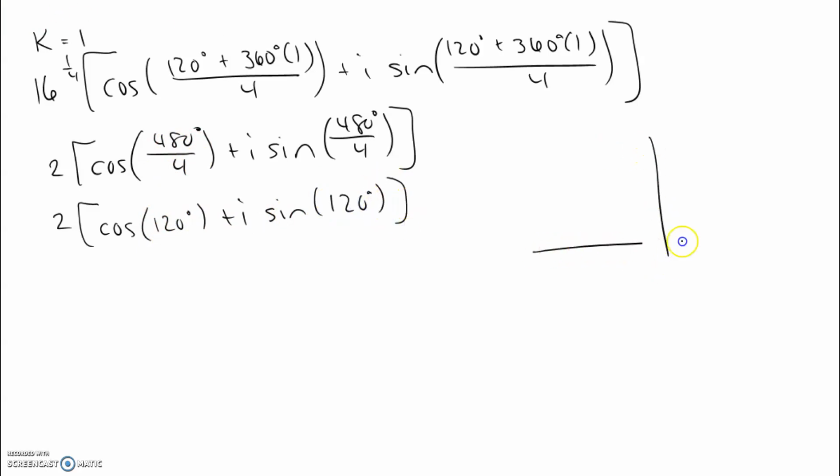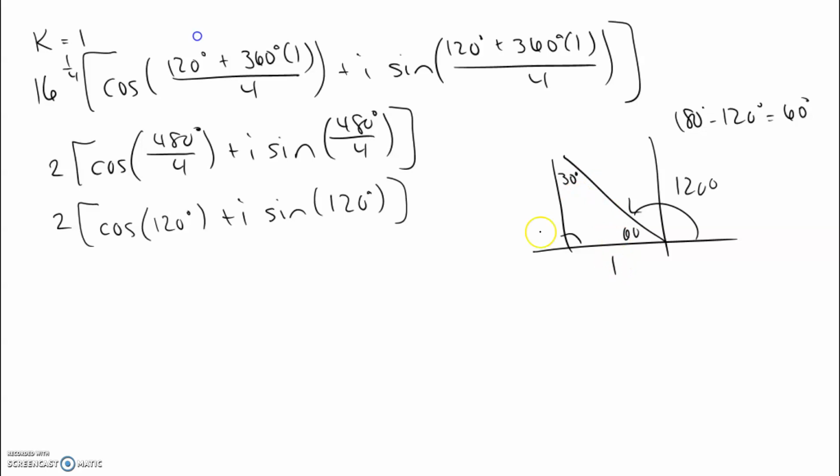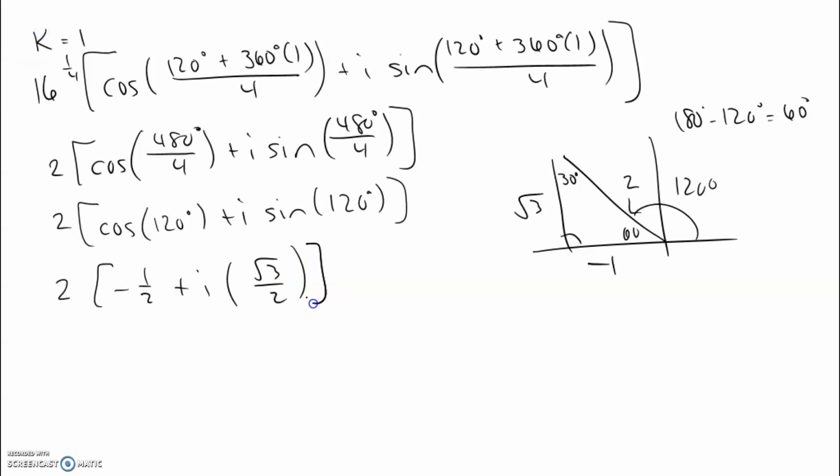Okay, so 120 is in the second quadrant, so right here. To get my reference angle, I'm going to take 180 minus 120, and that will give me 60. So this is 60, this is 30, this is 90. This will be 1, square root of 3, and 2, and this will be negative. So this will be 2, and then cosine of 120 is negative 1/2, plus i, and then sine of 120 is square root of 3 over 2. So this will be negative 1 plus i square root of 3, and that is our second answer. We need 2 more.